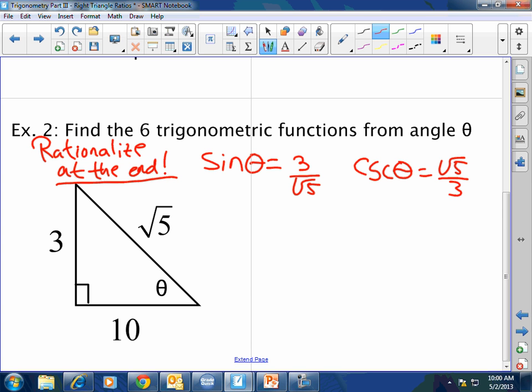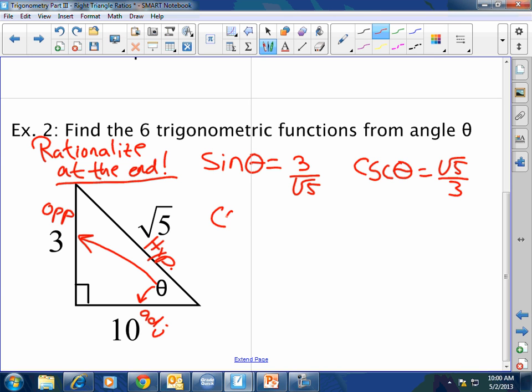Sir? How do you know which side is the adjacent? Okay, we talked about this already, my man. Look at your first page. From theta, the side across is my opposite. The one next to it is adjacent, and the one across the right angle is always the hypotenuse. Not your bad at all. Thank you for asking. Does that make sense to everybody, guys?